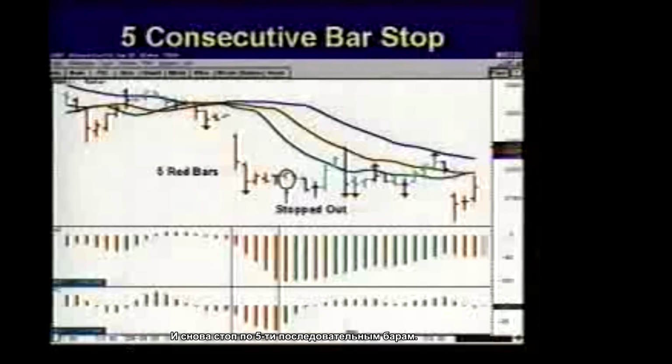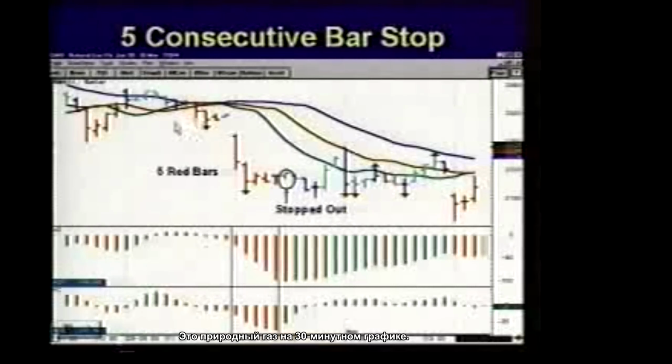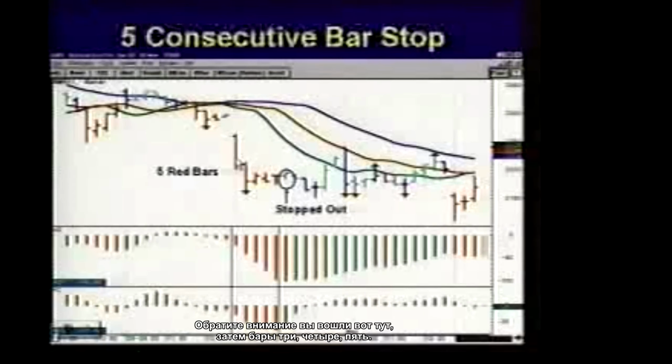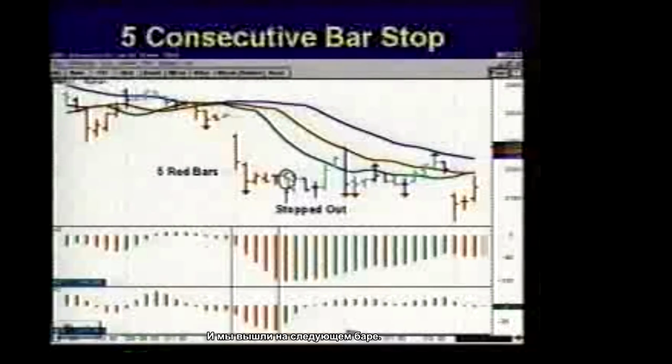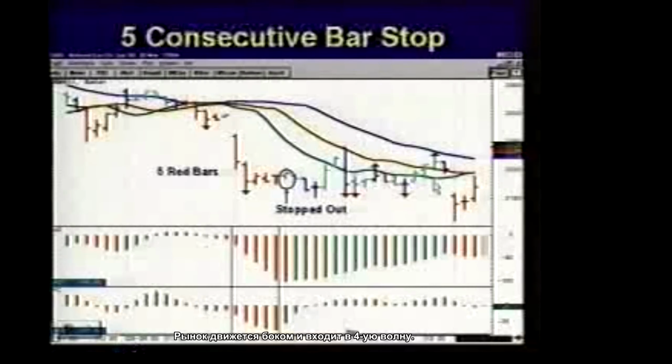5-bar consecutive stop. Again, we have another market. This is going to be a natural gas chart on a 30-minute. Notice you start here with the consecutive bars, 2, 3, 4, and 5, and we're stopped out at the very next bar. Market goes sideways into a wave 4.